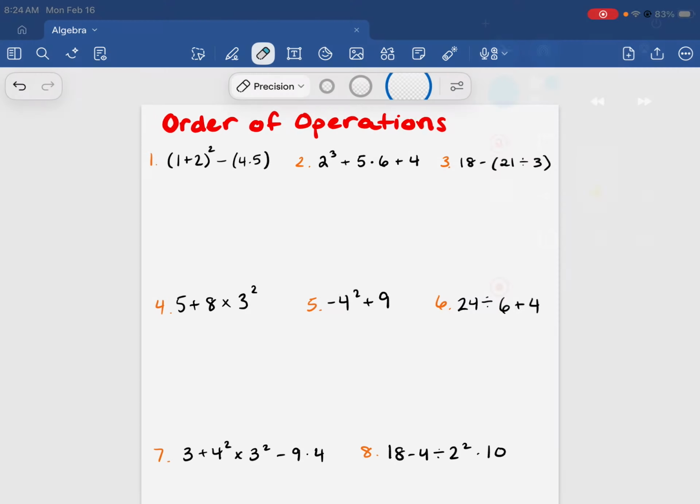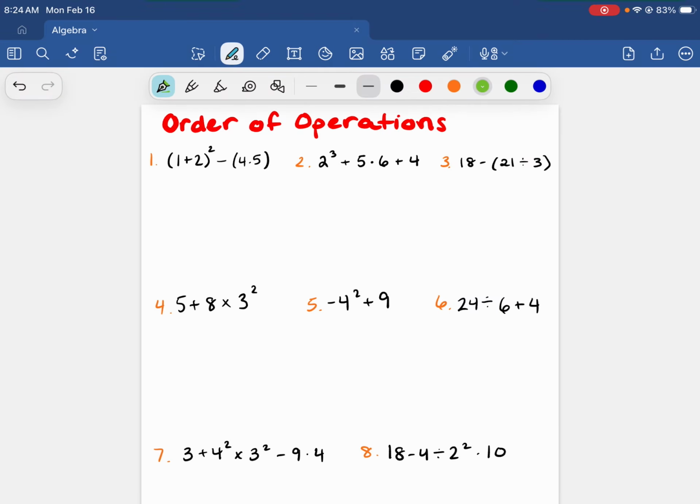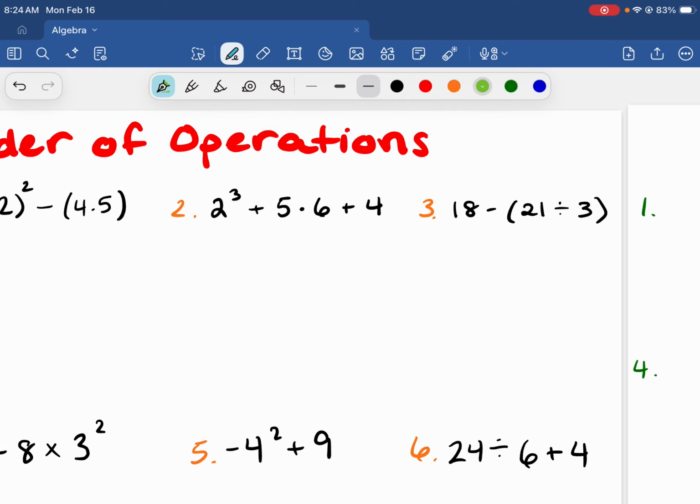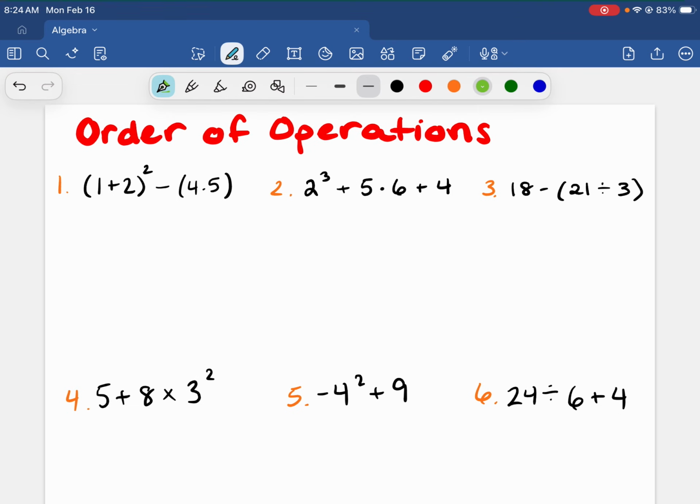Hi everyone, today we're going to talk about the order of operations in math. So, math is a universal language, and in order to make sure that everyone's doing it in the same way, we want to follow a certain pattern. So we have to do parentheses first, exponents second, multiplication or division third.